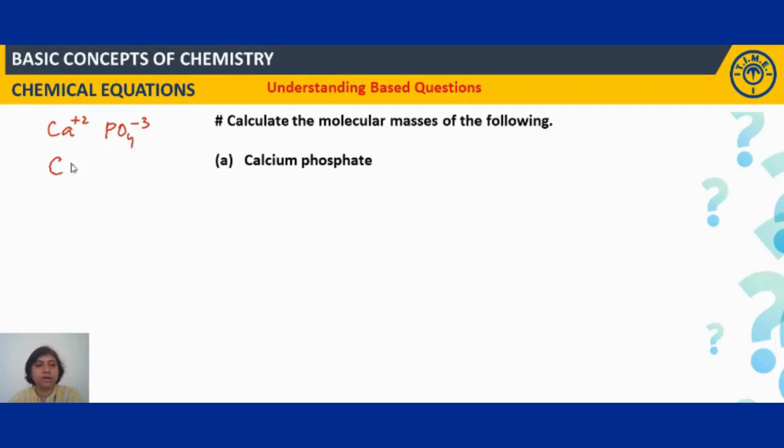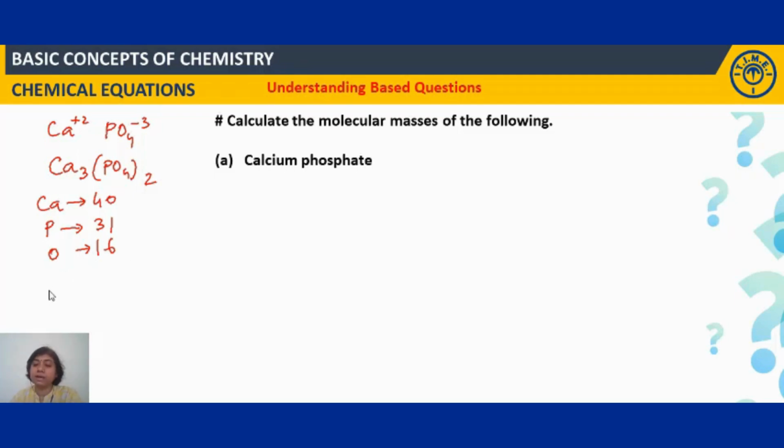So what is the formula of calcium phosphate? Crisscross method, Ca3(PO4)2, right? Now for calculating the molecular mass we need to know the atomic mass of individual constituents. Let us write that. Calcium is 40. Phosphorus is 31. Oxygen is 16. Fine. Now we will calculate.